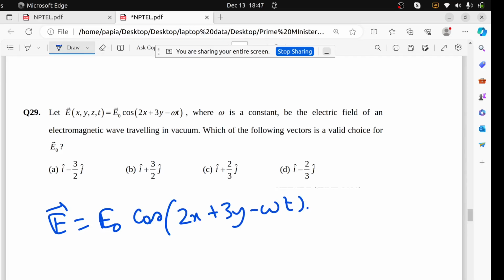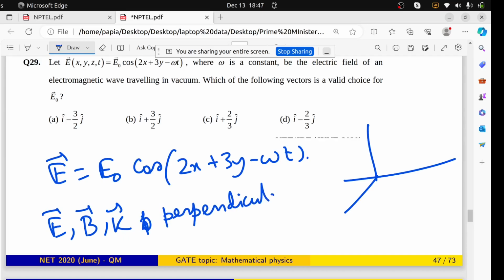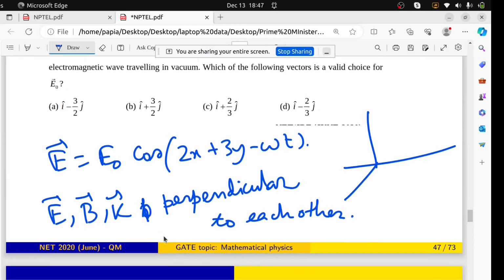So here, this is an electromagnetic wave. So electromagnetic wave means obviously we have to follow this rule that E, B and K will be perpendicular to each other, right? So this is the main motivation. So we need that motivation only. So they are asking what will be the value of E0 here.